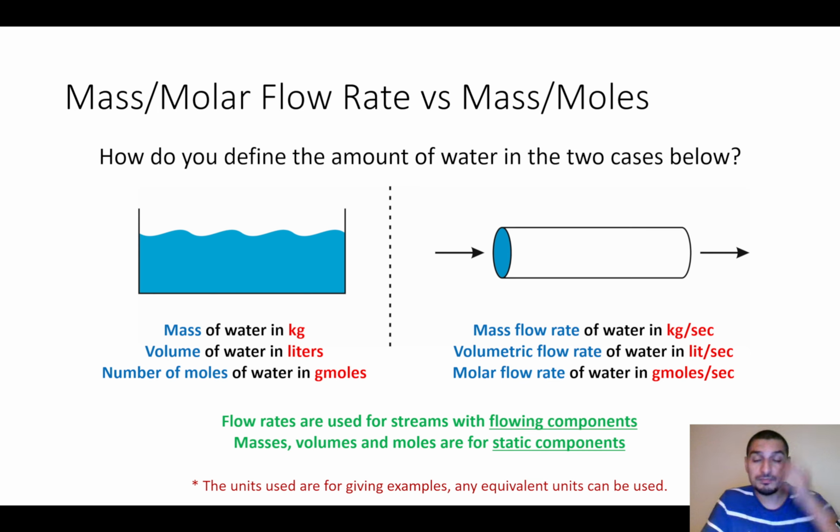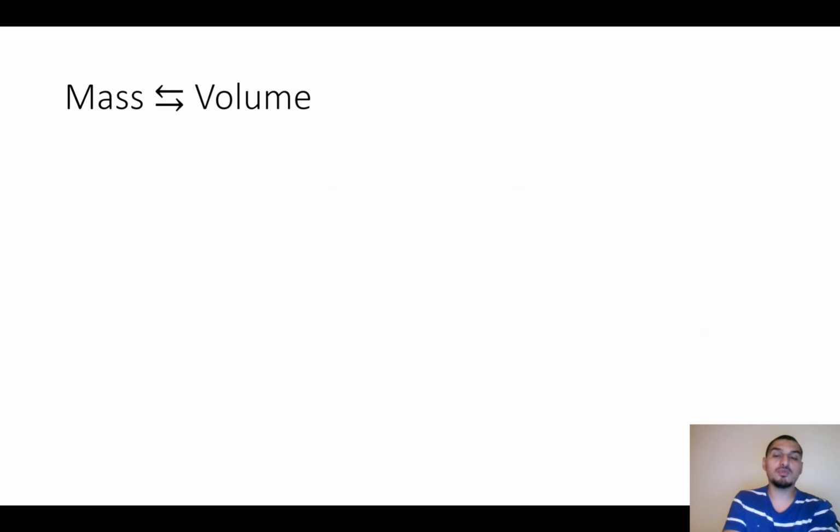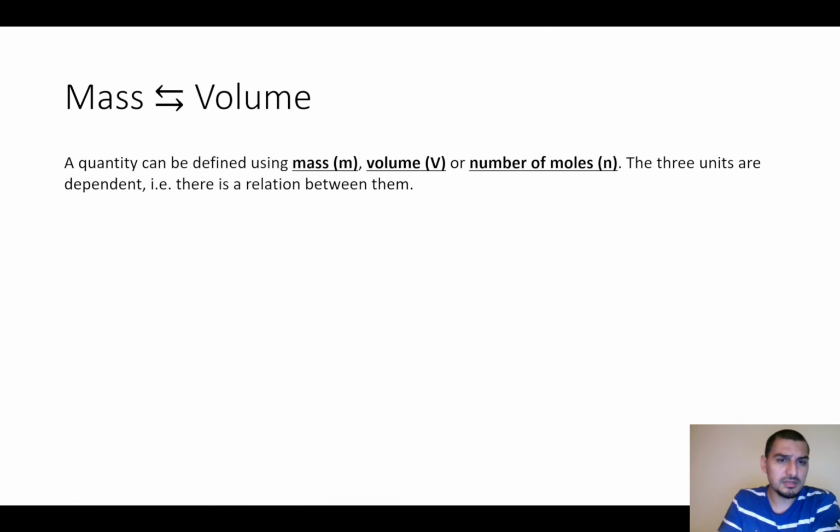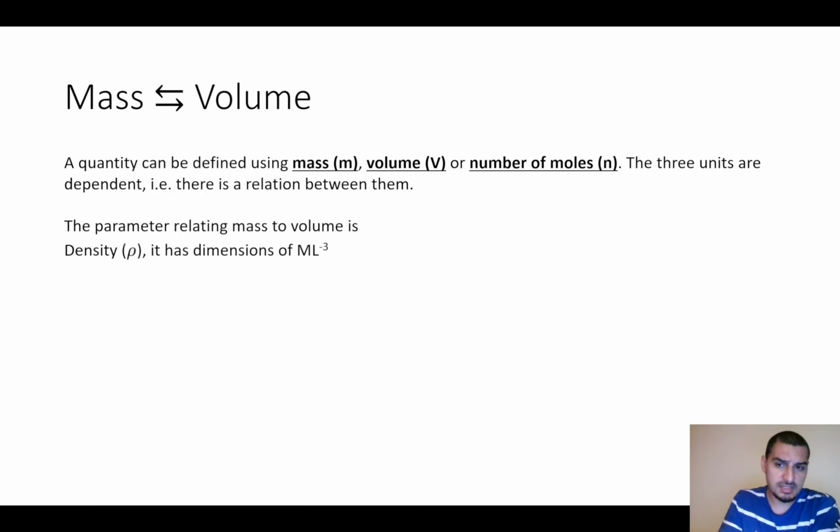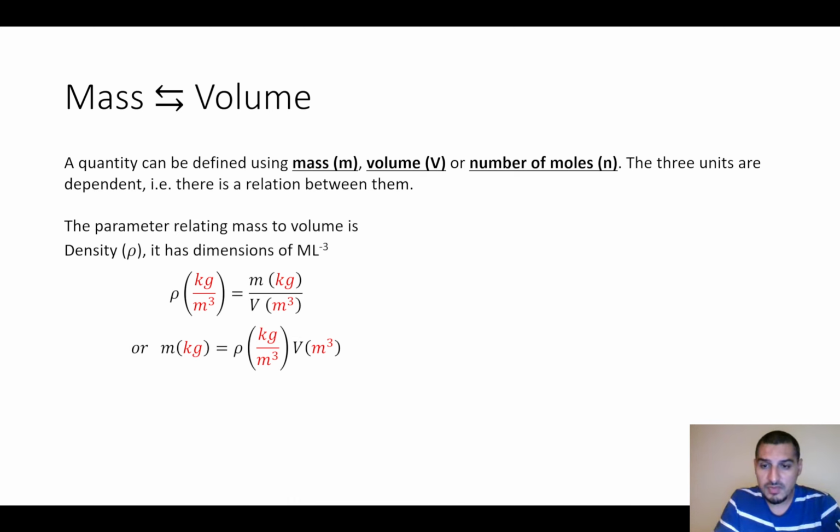And this is what we are going to discuss in the coming slides, how we can get the relation between the mass, the volume, and the number of moles. So we will take first the relation between the mass and the volume. And this is a pretty simple and well-known thing. The parameter that relates the mass and the volume is the density, and the density has the dimensions of ML^-3, which is mass per unit volume. From this we can calculate the mass from the density and the volume, and the volume from the mass and density. This is a high school thing, we all know this information.